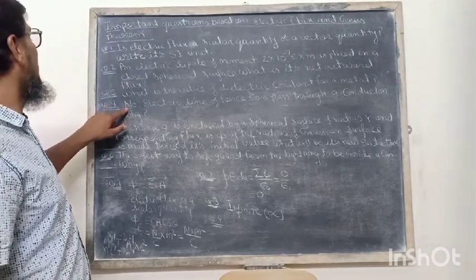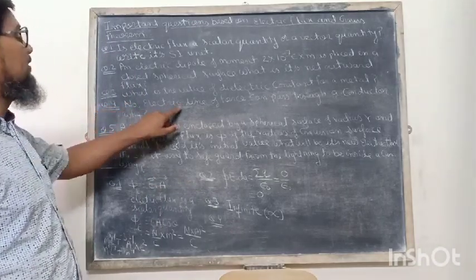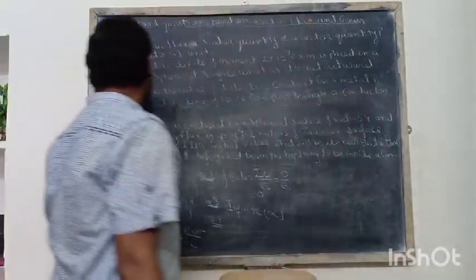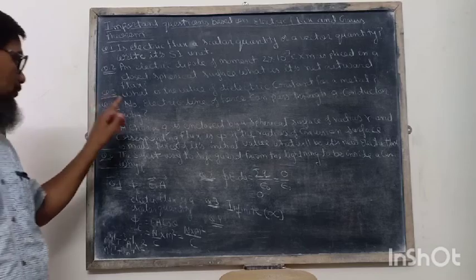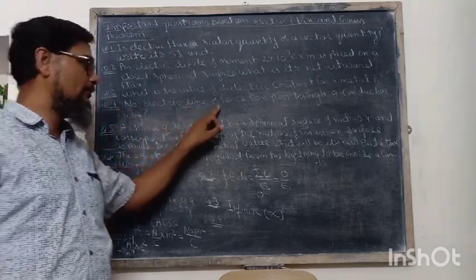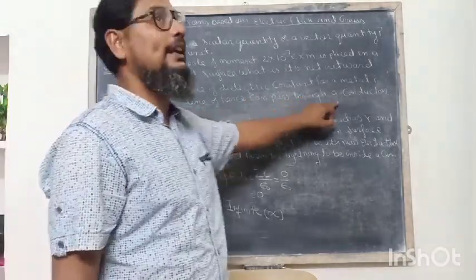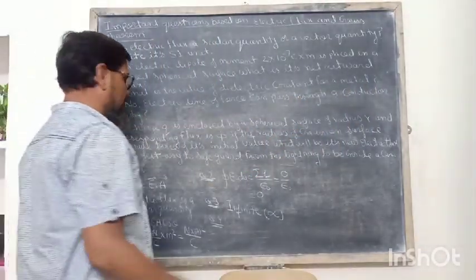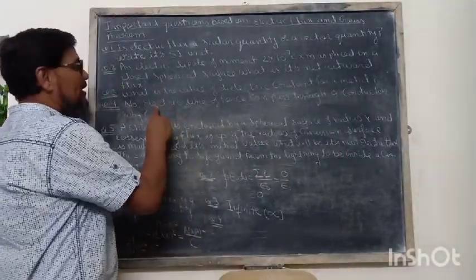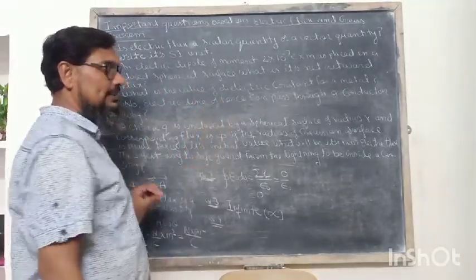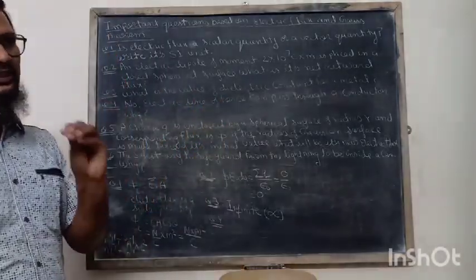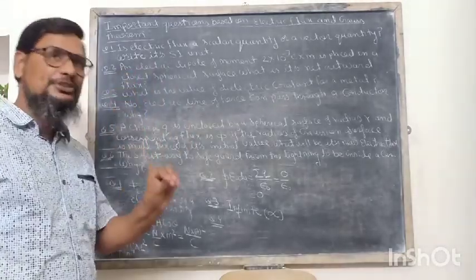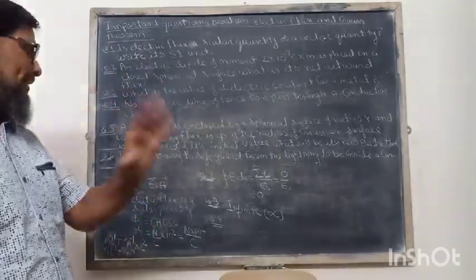Question number 4 is: no electric line of force can pass through a conductor. Why? The answer is: because inside the conductor there is no electric field present, because there is no charge inside a conductor.